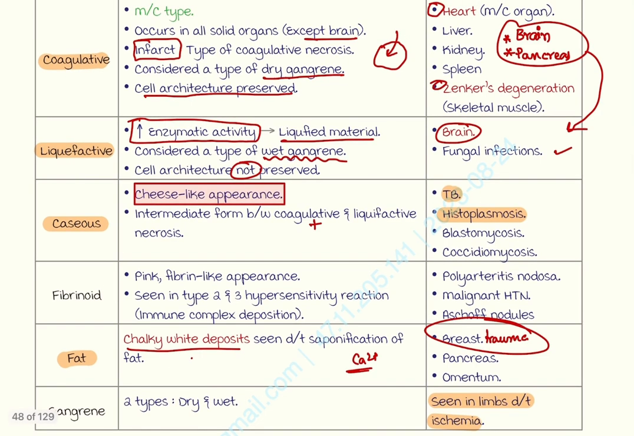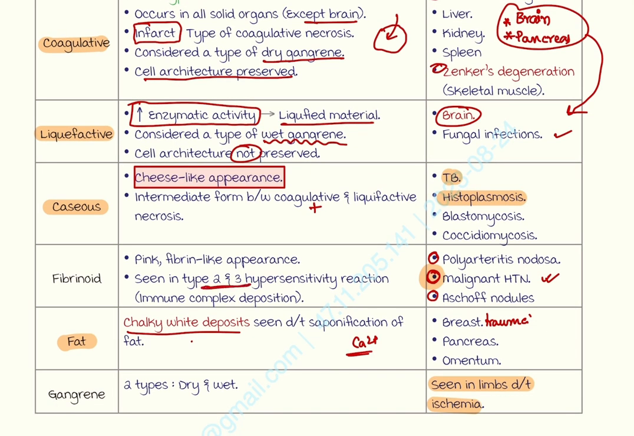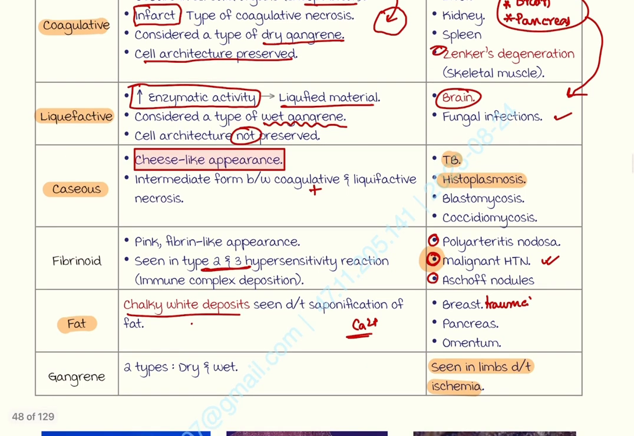Fibrinoid necrosis is seen in three most important conditions. One, very important, is malignant hypertension, which will have concentric pink fibrin-like material deposited in the arterial or vessel wall. It is also seen in vasculitis, that is polyarteritis nodosa, and in rheumatic heart disease where the Aschoff nodules are seen. This is basically type 2 and type 3 hypersensitivity reactions, because of immune complex deposition.